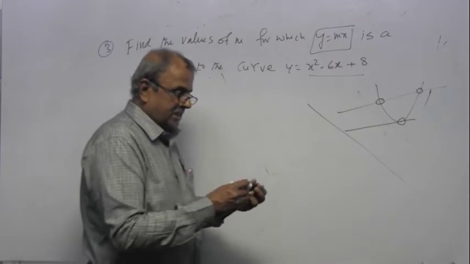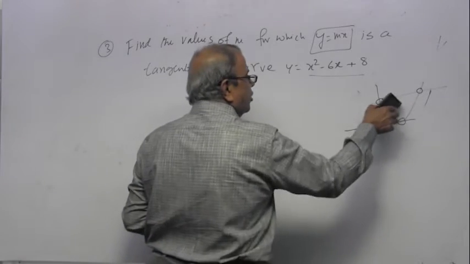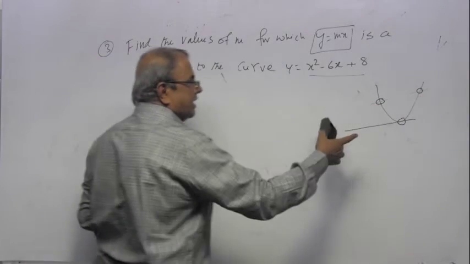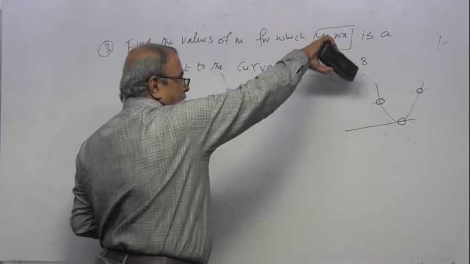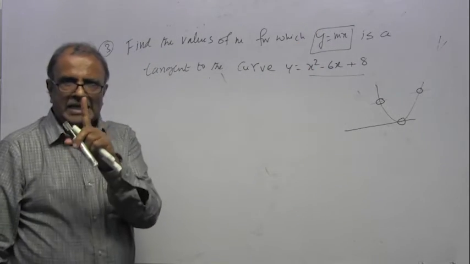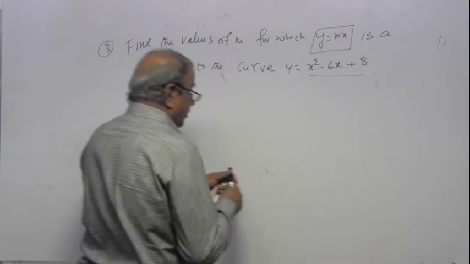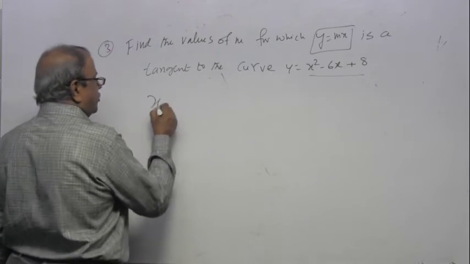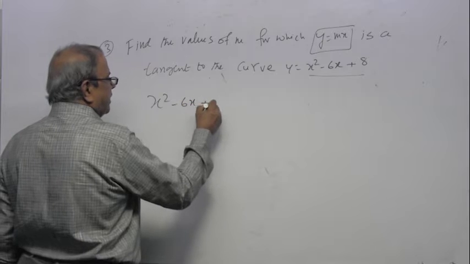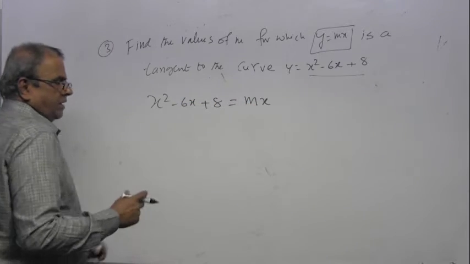So now in this question, I want it to be a tangent. That means I don't want that, I don't want that. I want only that. So if you solve them simultaneously, I need to have only one solution. So let us solve simultaneously. So x squared minus 6x plus 8 equal to mx.